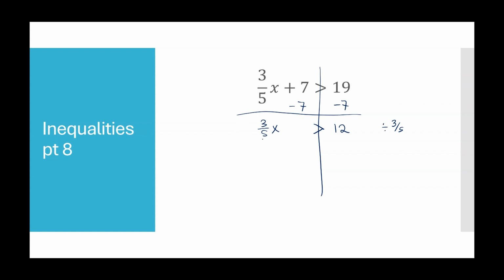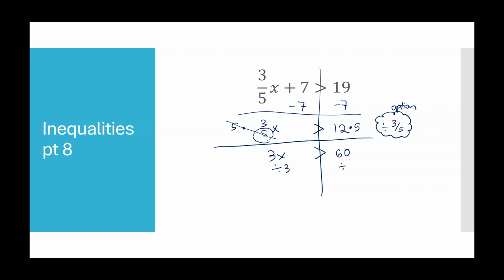I prefer to do this in 2 steps, so I'm going to get rid of that divide by 5 by multiplying by 5 on both sides. Sorry, this was just an option. Don't want us to get confused. I'm not currently doing that. These 5s cancel. 12 times 5 is 60. And now I'm going to divide by 3. Do I have to flip the sign? No, because 3 was positive. If at this stage you had just done 12 divided by 3/5, you would also get 20. I am dividing by 3/5. I'm just doing it in 2 steps.